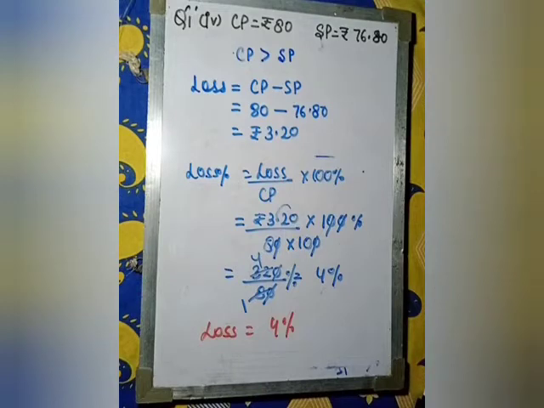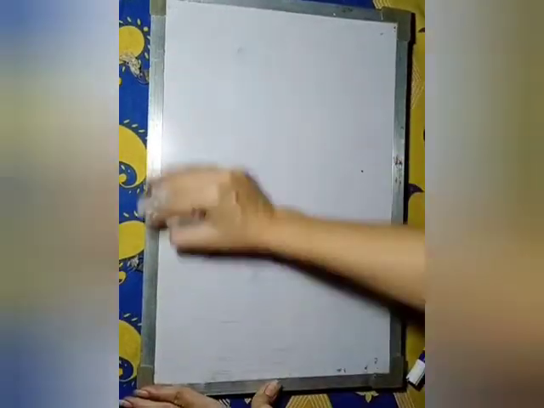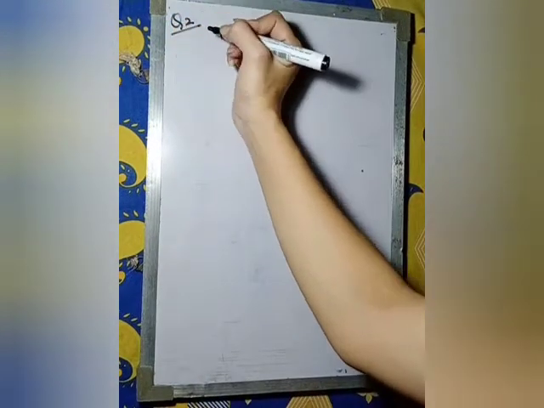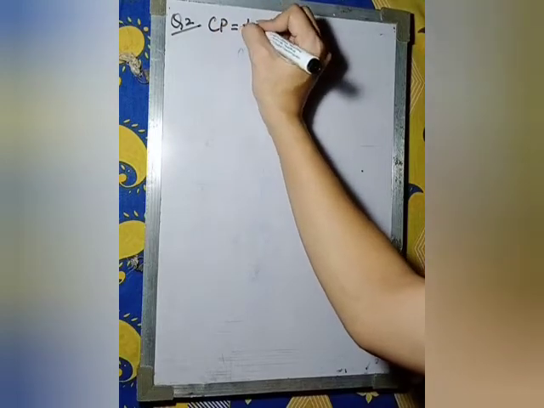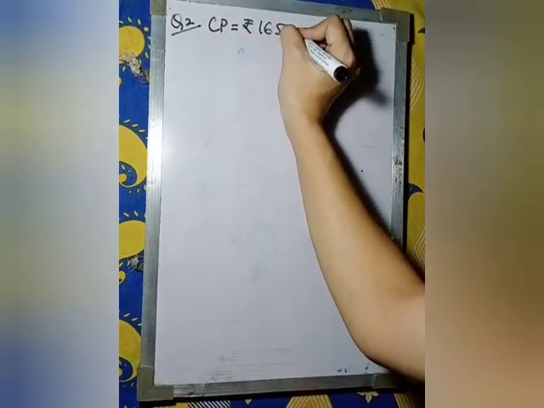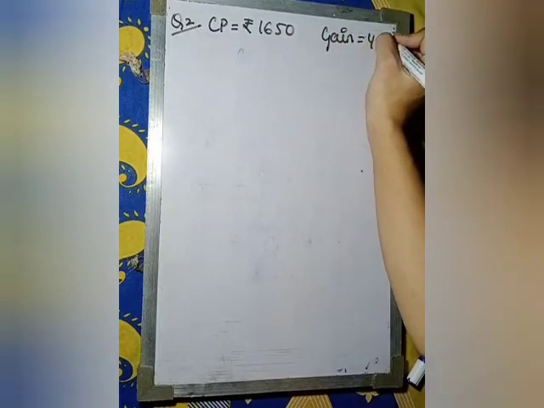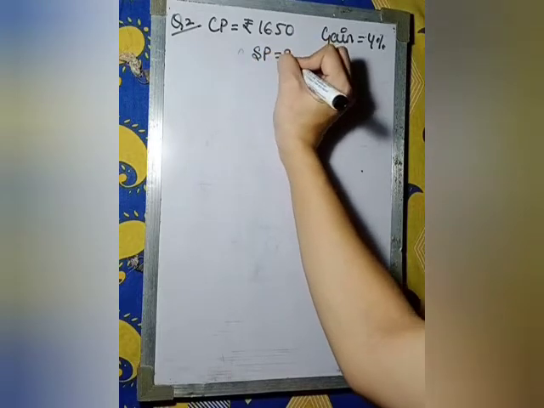In question number 2, we have to find the selling price, SP. CP is given, rupees 1650, and the gain is 4%. We have to find SP.